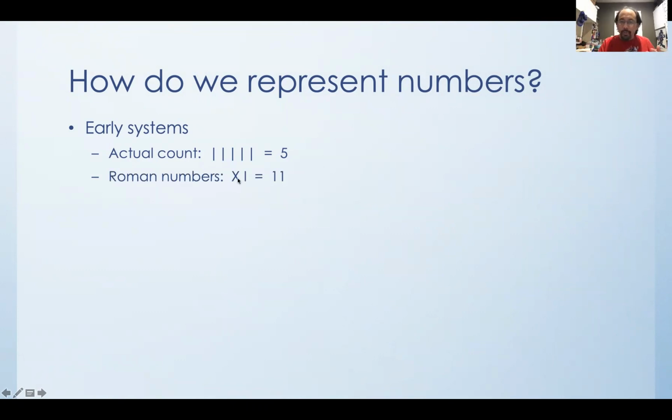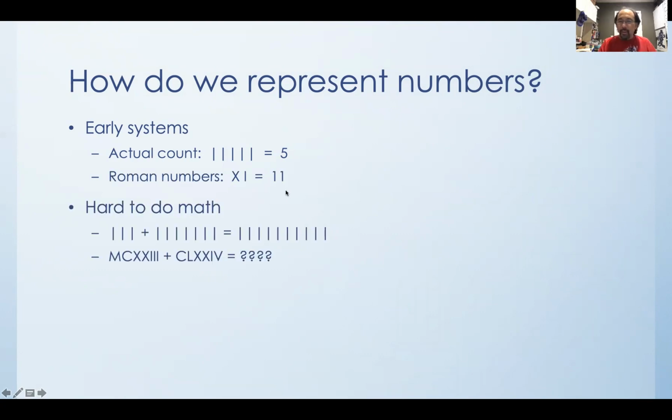So Roman numerals came up with another symbol to represent 10. So we put 10 here and a 1 to represent the number 11. But then what if we want to represent the number 100? We have to make another symbol, which they did, and so forth. It's actually quite hard to do math using either of these systems.